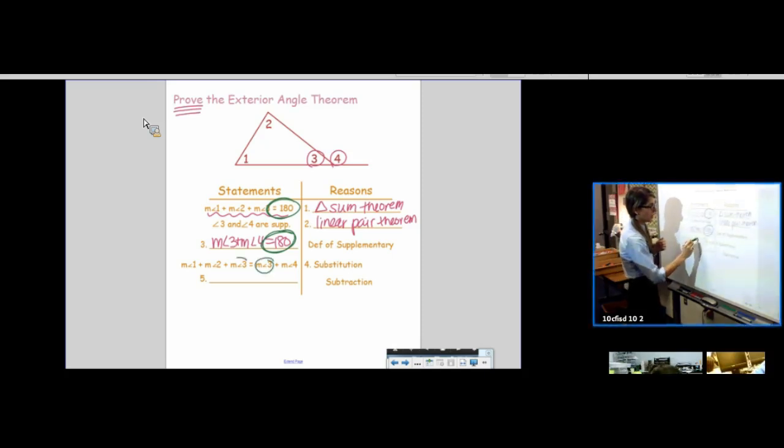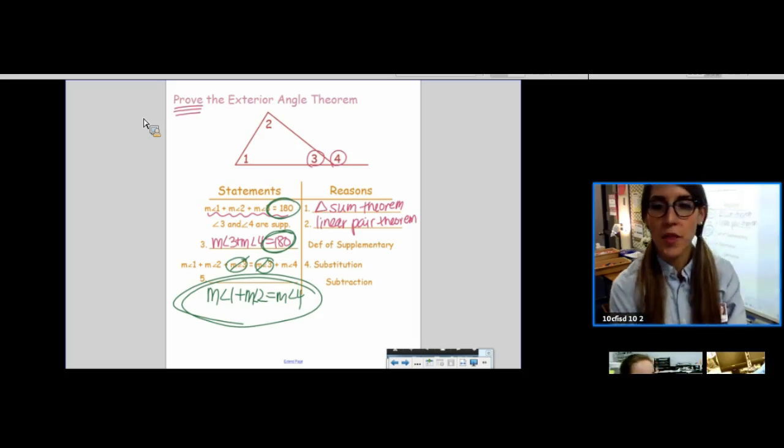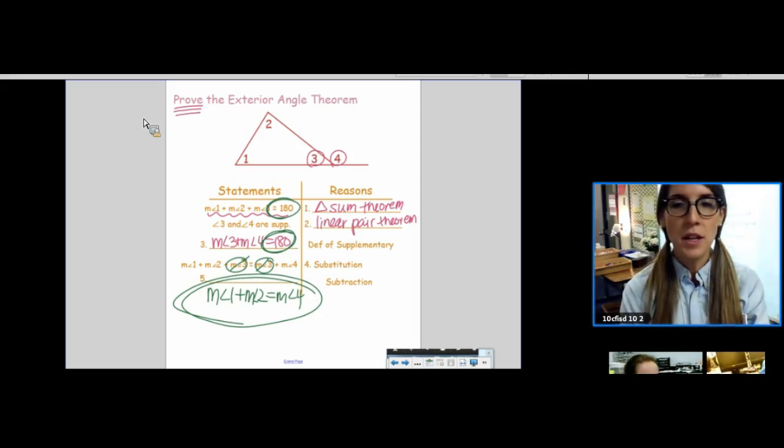All right, and then finally, when we subtract from both sides, we can cancel this out from both sides. And what's left over? The measure of angle 1 plus the measure of angle 2 equals the measure of angle 4. And that is the exterior angle theorem. So we just proved the theorem starting with the triangle angle sum theorem. All right?